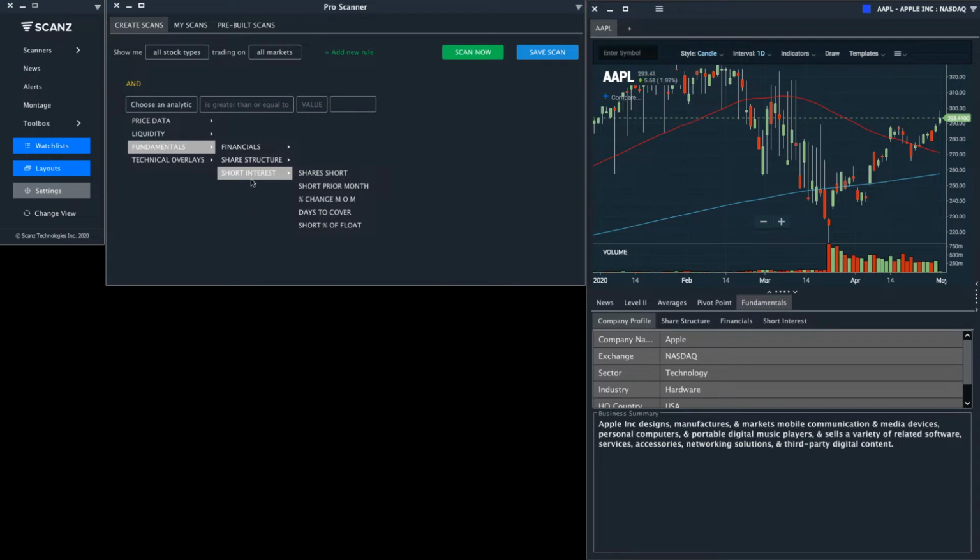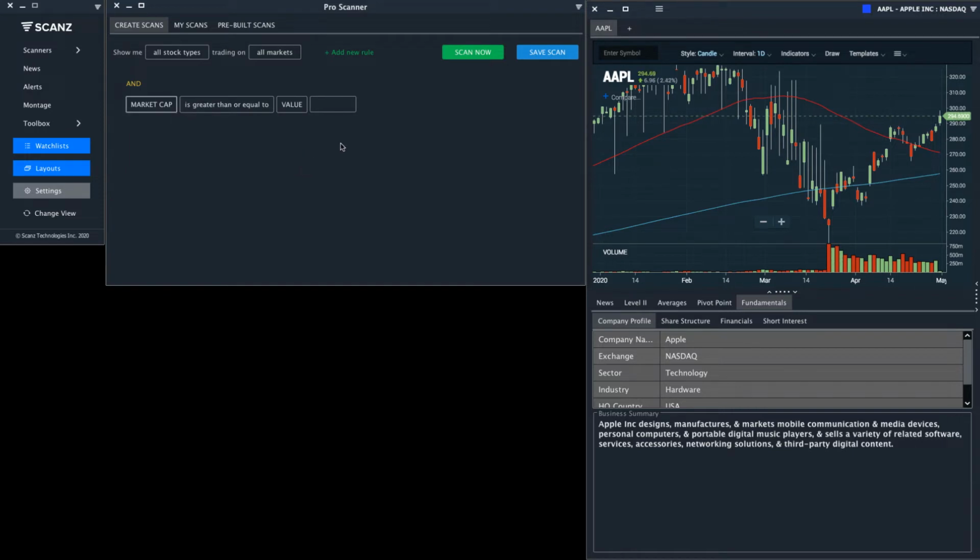I'm going to show you a few ways you can incorporate these fundamentals in your scans to find companies that interest you. We'll start by adding a share structure analytic, and we'll set this to market cap. So if you are interested in only trading small cap companies or micro cap companies, you might say you want to find stocks where the market cap is below 10 million. So I'll add 10 million, and then I'll say is less than or equal to.